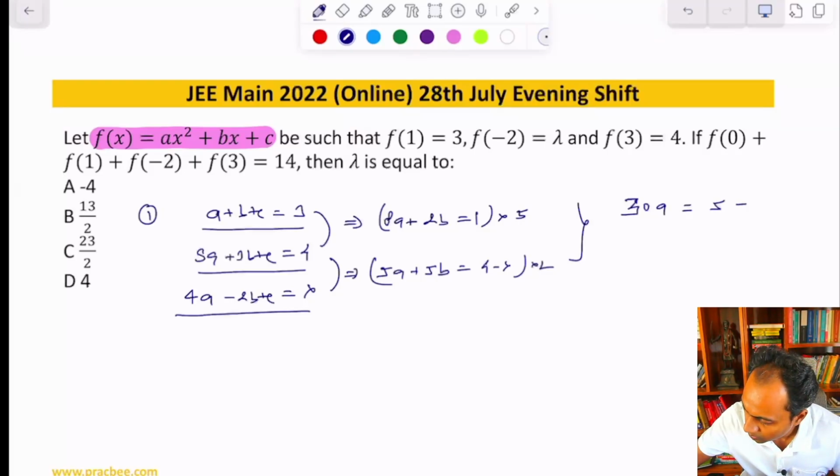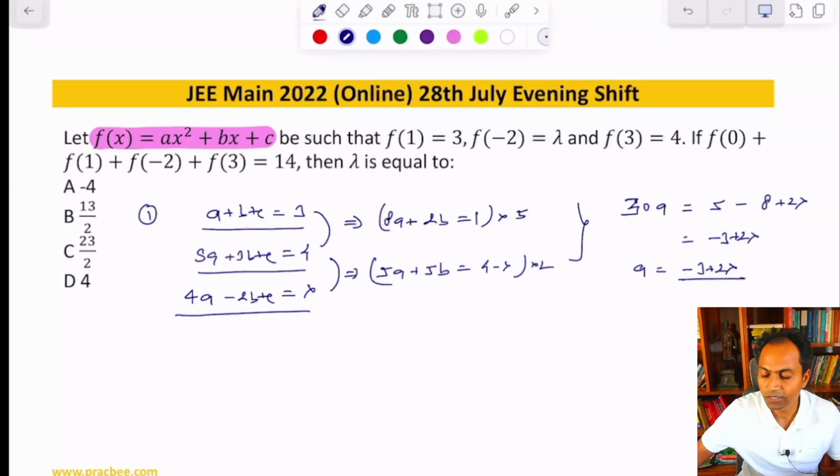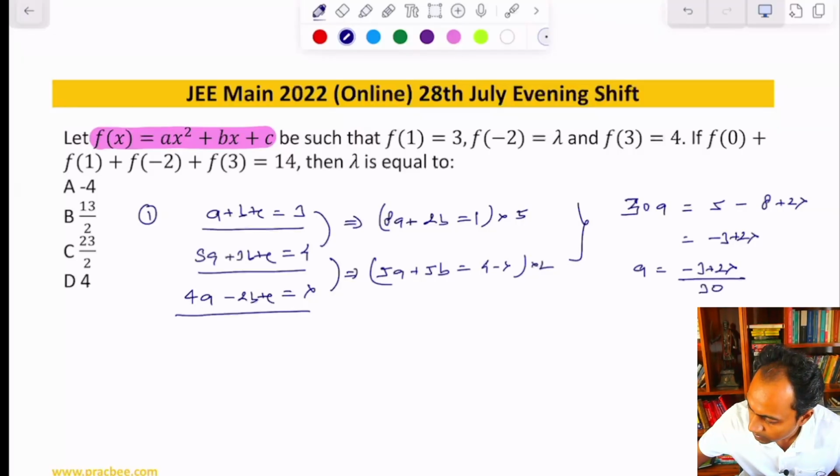It would be equal to 5 minus 4 into 2, which would become 8 plus 2 lambda. So it becomes minus 3 plus 2 lambda. So the value of A would come out as minus 3 plus 2 lambda by 30. This is what we are getting.